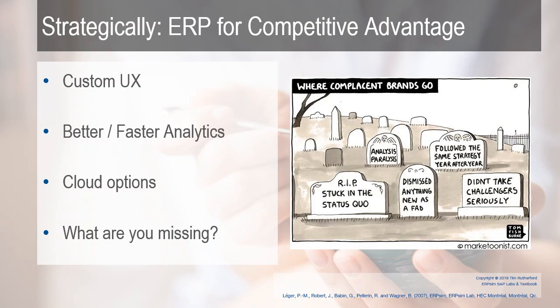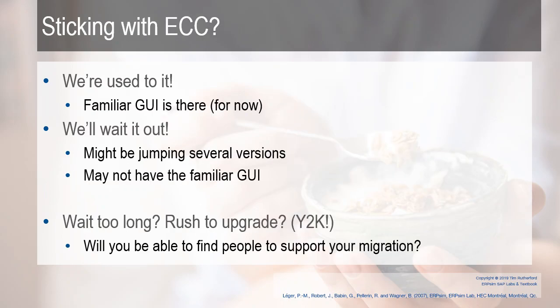We have the custom user interface, better and faster analytics, and the cloud options. What are you missing from a competitive advantage perspective by not making the switch? So what is it that you could be doing? So sticking with ECC, these are the excuses I've heard. We're used to it. Again, the familiar GUI is there for now. The SAP GUI is supported for now. It will not be there forever.